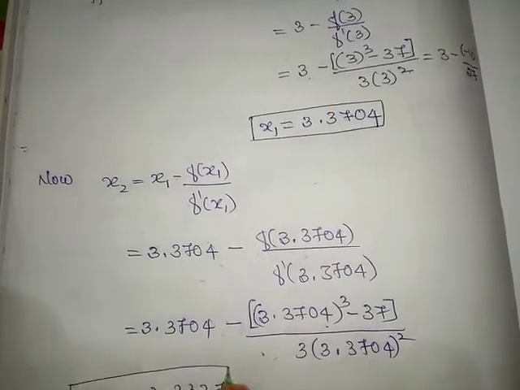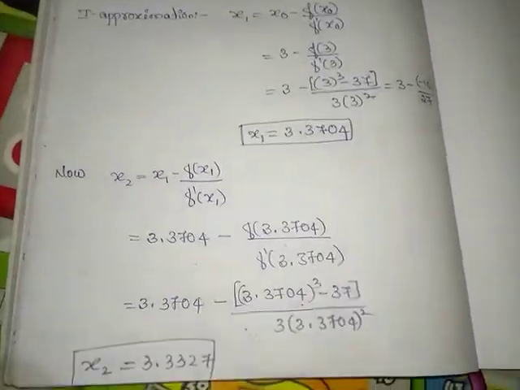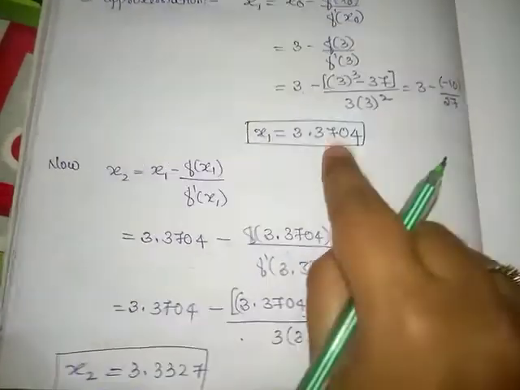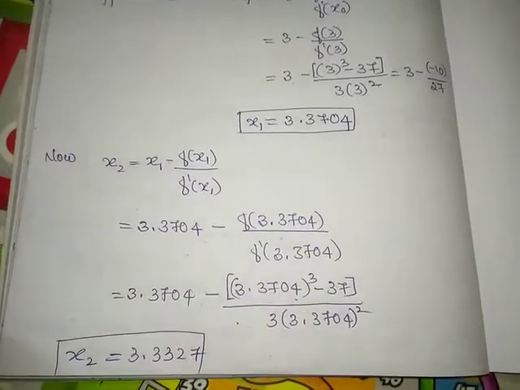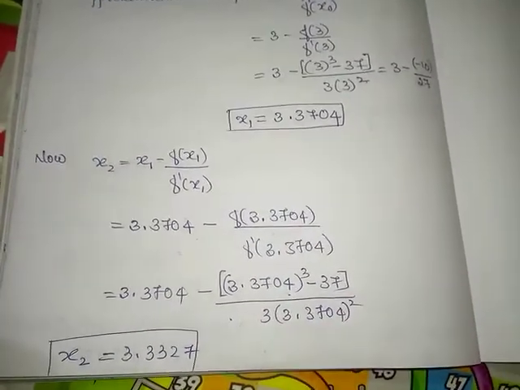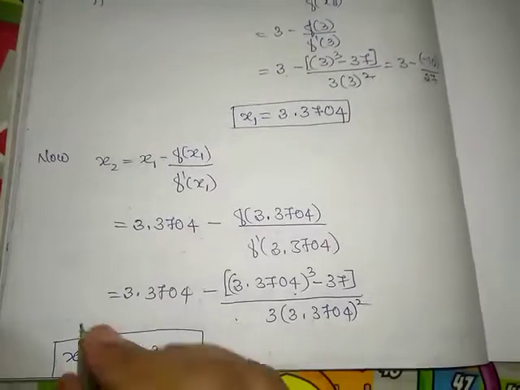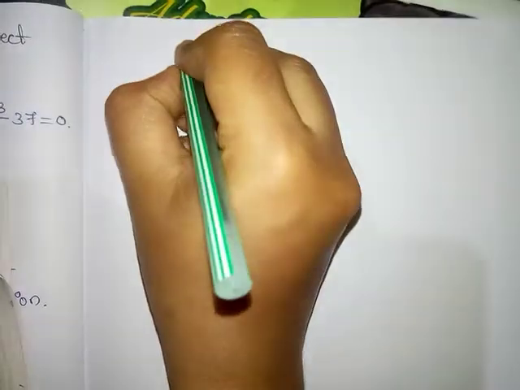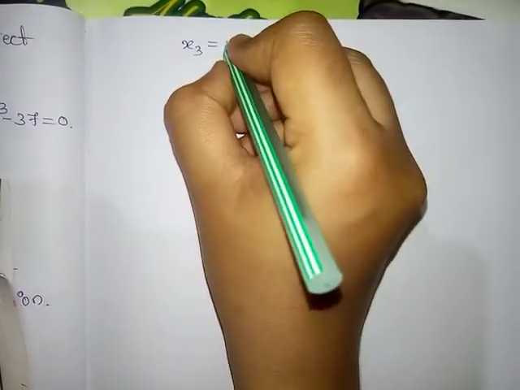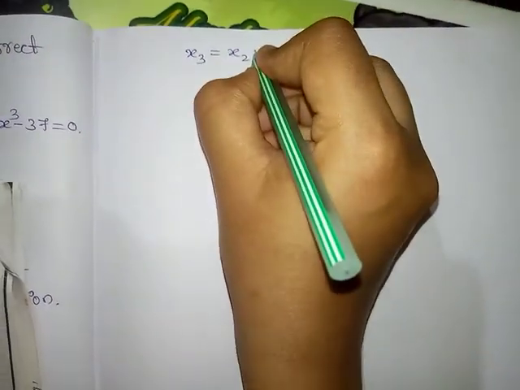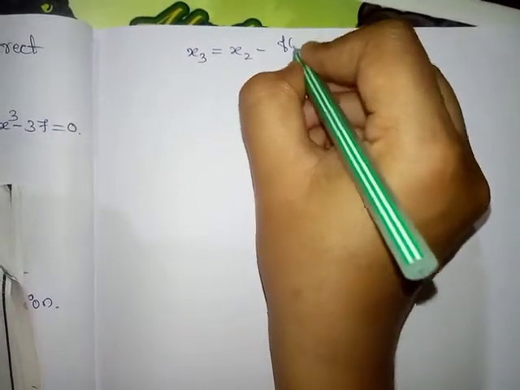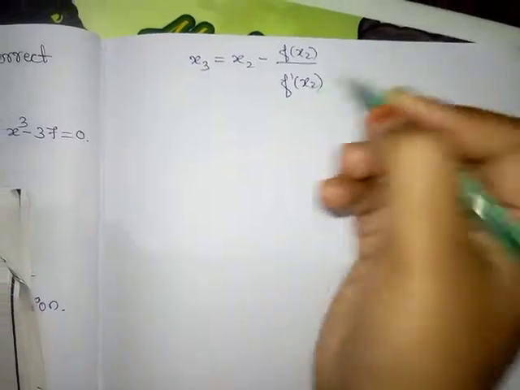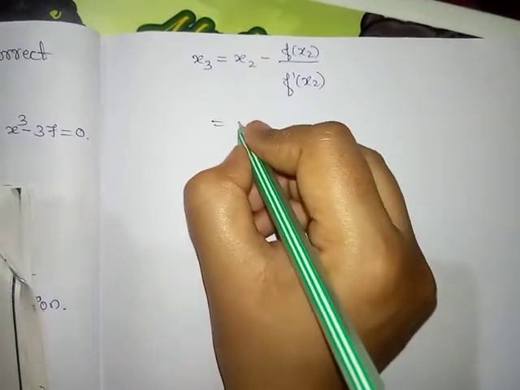On calculation x2 is equal to 3.3327. Here we have to find the value of x correct to 3 decimal places. See, up to 3 decimal places we don't have the accuracy, so we go for the next approximation, that is the third approximation. x3 is equal to x2 minus f of x2 divided by f dash of x2, which is equal to, x2 is how much?